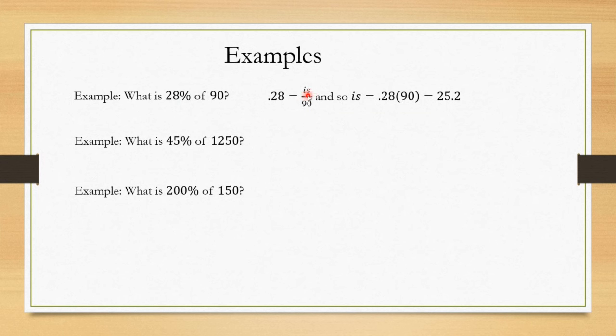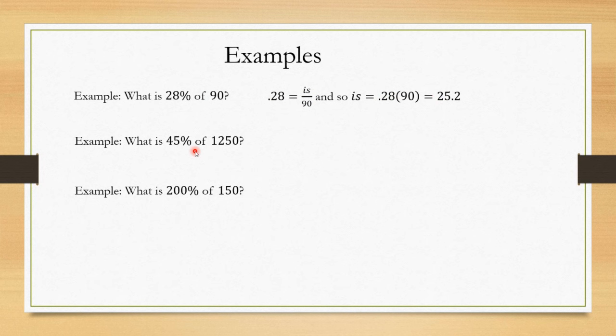The is is basically our x. And really, just like what I was trying to say in the previous slide, in the end you're just multiplying. That's all you're doing. You have is equals 0.28 times 90. And that's how we get 25.2. So again, you're just multiplying. Algebraically, that's what you're doing from here to here.